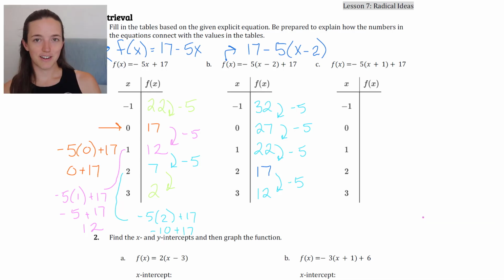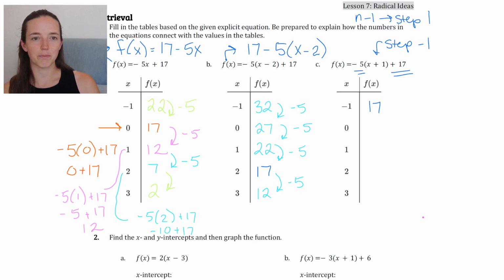Okay, if we use this again on number 3, I'm not going to rewrite it this time because I can see we're starting at 17. Now, when we do n minus 1, that is step 1. But this says n plus 1, so this is starting on step negative 1. It's like backwards. So step negative 1 is 17, and we're going to be subtracting 5 each step.